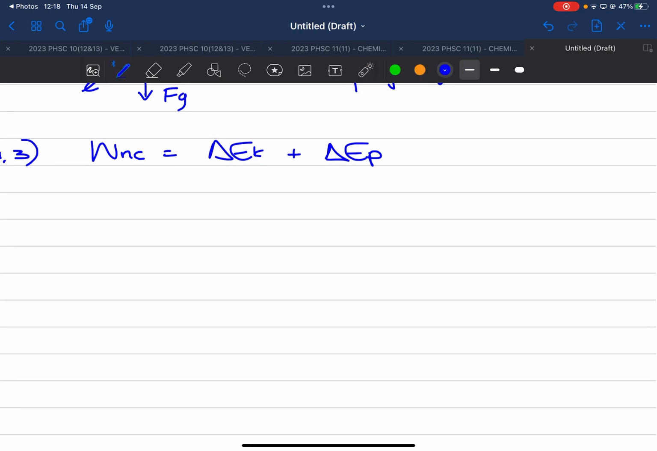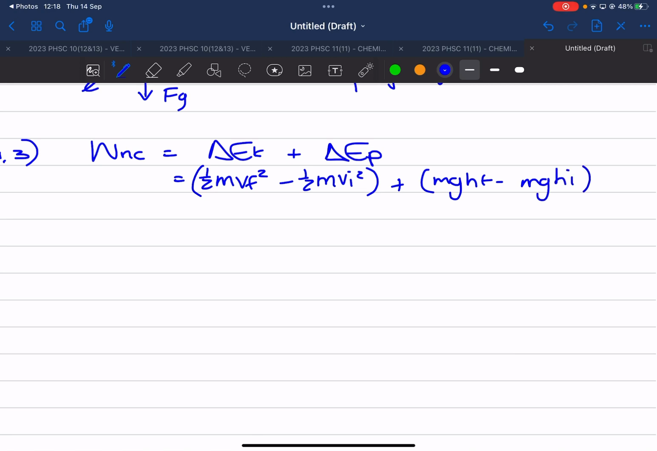Okay, that is a half mv final squared. Asseblief moenie julle squares vergeet nie. Sjoe, baie kinders het dit vergeet in Junie. Please, please, double check your squares. Ja.